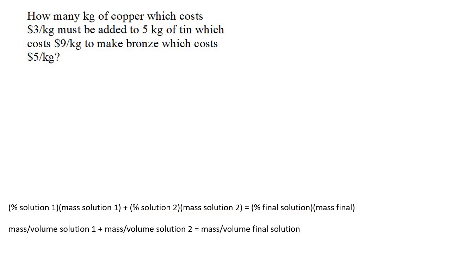Here's our next one. How many kilograms of copper, which costs $3 per, don't worry about this. Remember I kept using a percentage, but it doesn't always have to be a percentage. Sometimes this percentage will also be a cost per unit, or a unit cost.